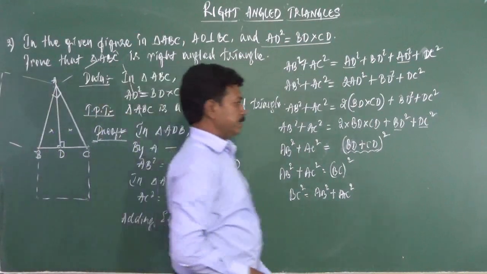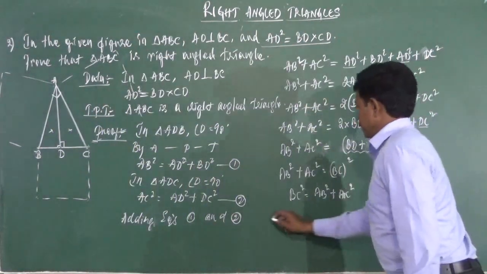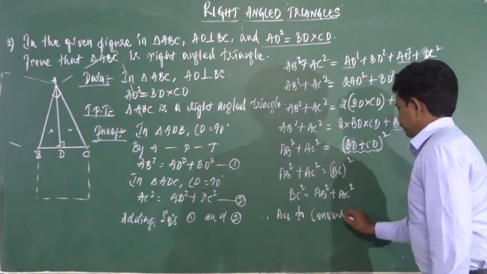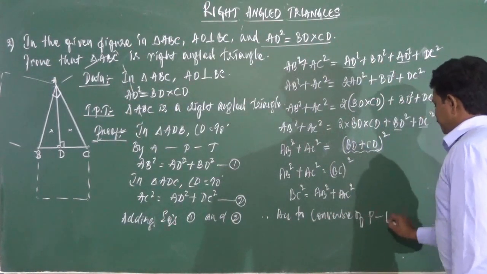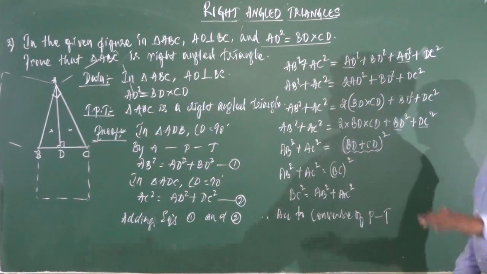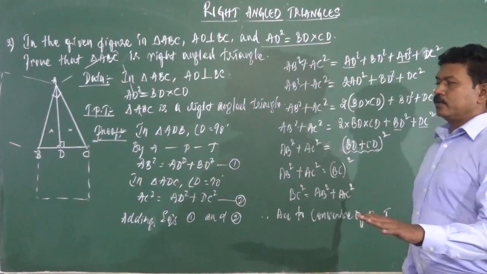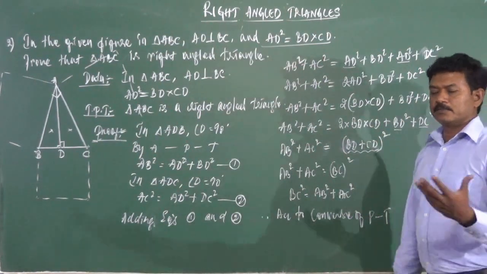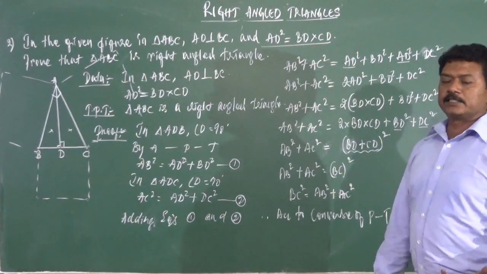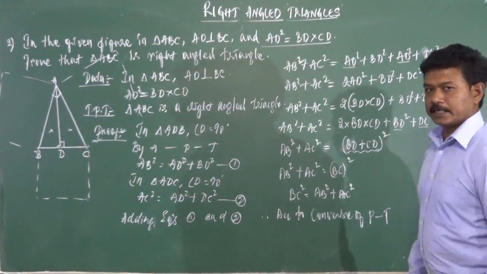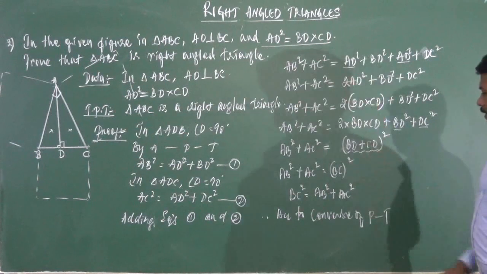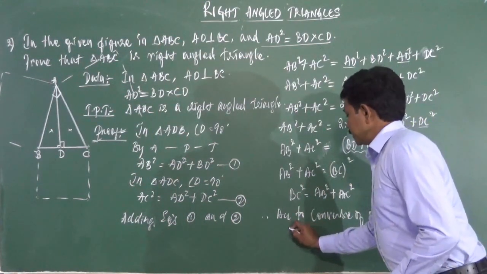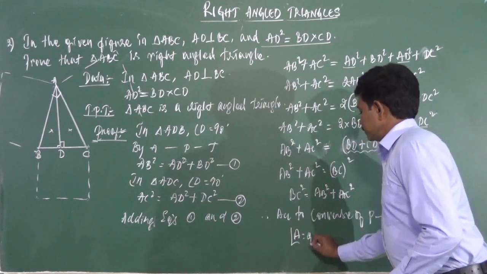So therefore, according to the converse of Pythagoras theorem, that is, in a triangle, if the square on one side, or the square on the longest side of a triangle, is equal to the sum of the squares on the other two sides, then those two sides contain the right angle. So therefore, angle A will be 90 degrees.